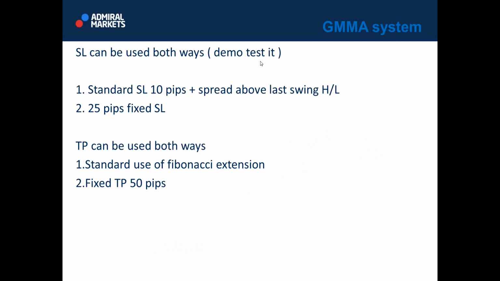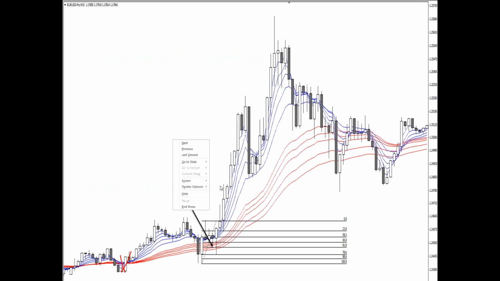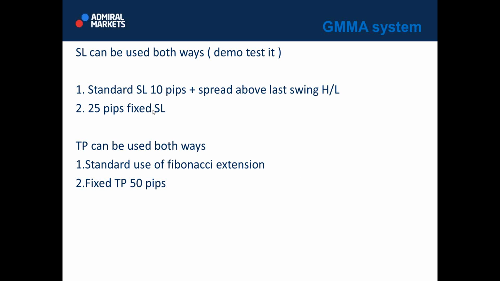Okay? Now, stop loss can be used in both ways, which I will tell you, but you definitely need to demo test it to see which is better. Standard stop loss: 10 pips plus spread above the last swing high or low. It's called standard stop loss. Simple. Okay? Or you can use a 25 pips fixed stop loss. So in this example here, our stop loss would be 10 pips and spread, which is 1 pip, so 11 pips below the swing low. From this point, okay, this is the entry, and the stop loss was 11 pips or 25 pips fixed.